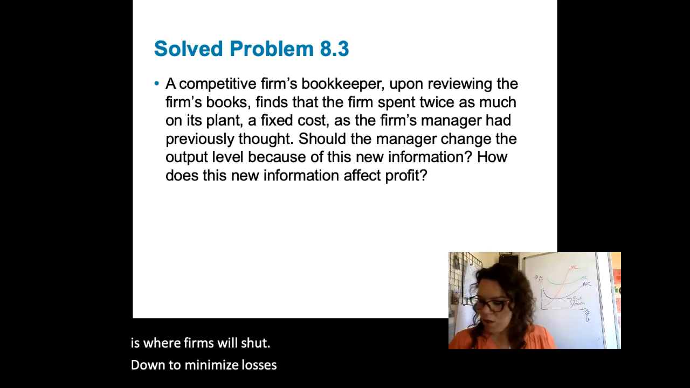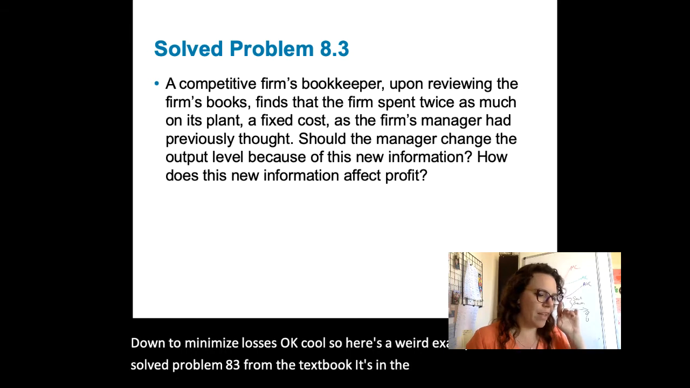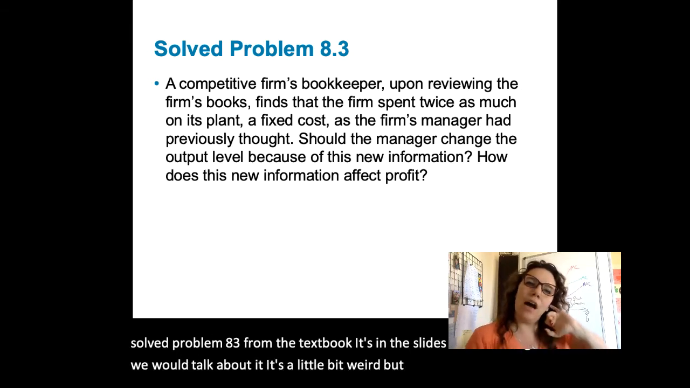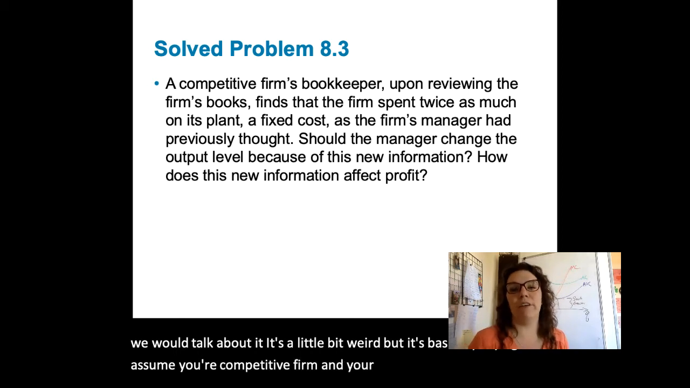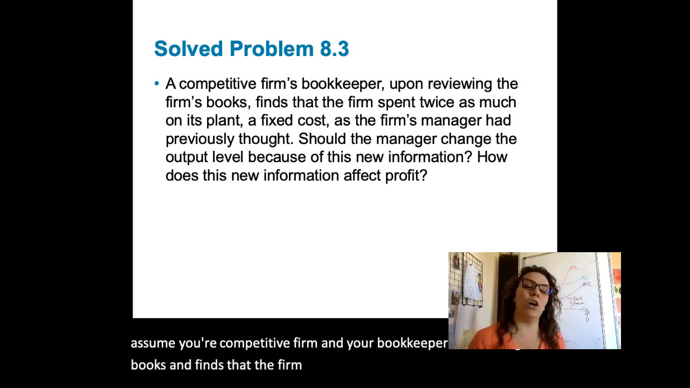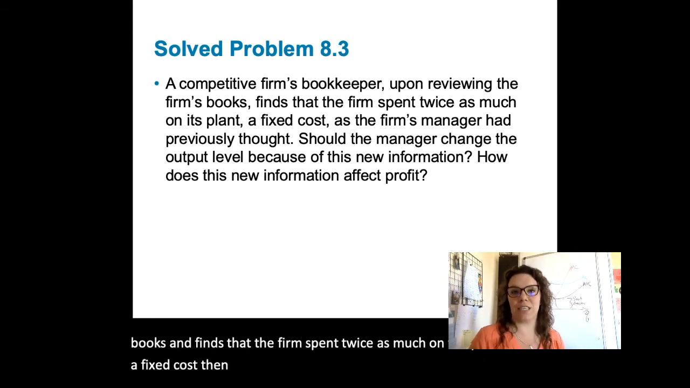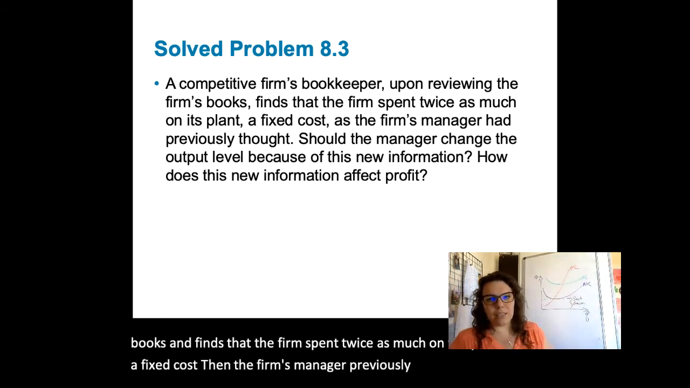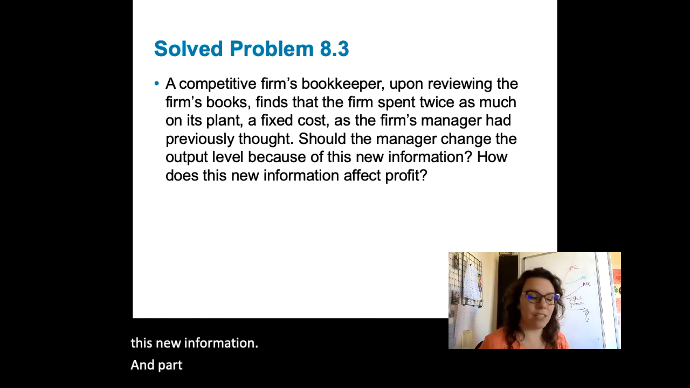Cool. So here's a weird example. This is solved problem 8.3 from the textbook. It's in the slides too, so I thought we would talk about it. It's a little bit weird, but it's basically saying, assume you're a competitive firm and your bookkeeper is reviewing the books and finds that the firm spent twice as much on the plant, which is a fixed cost, than the firm's manager previously thought. Part one says, should the manager change the output level because of this new information? And part two says, how does this affect profit?